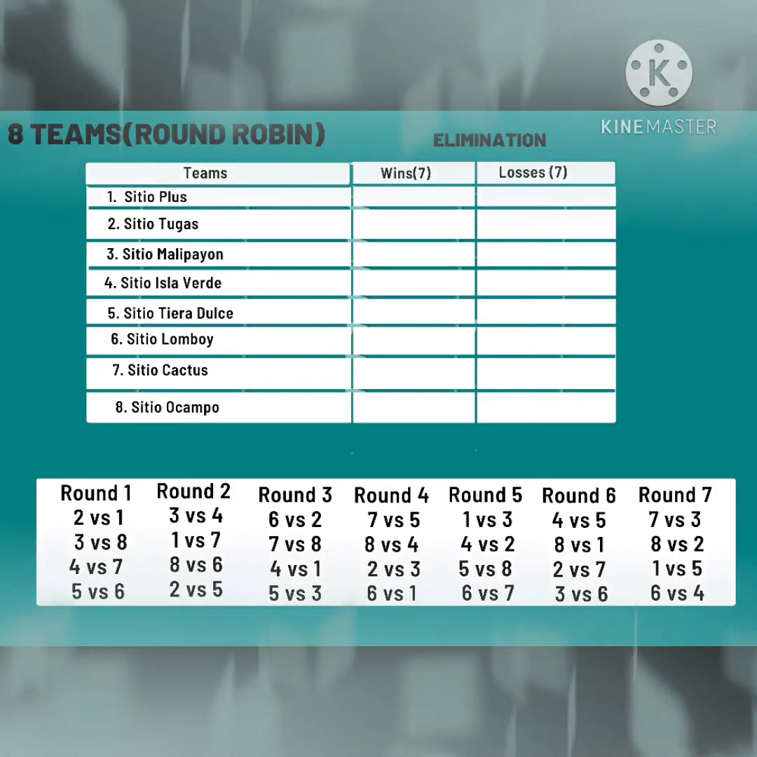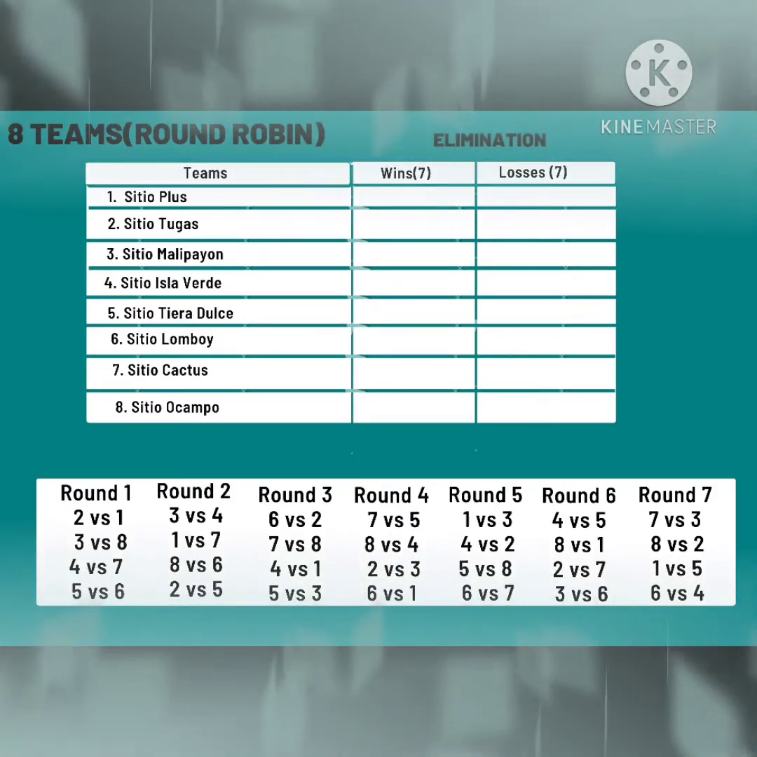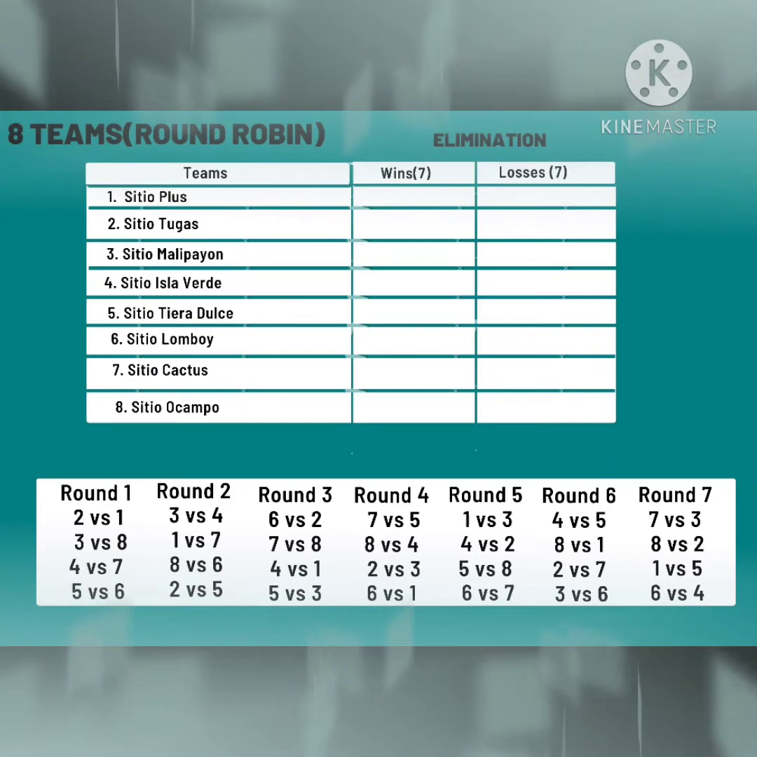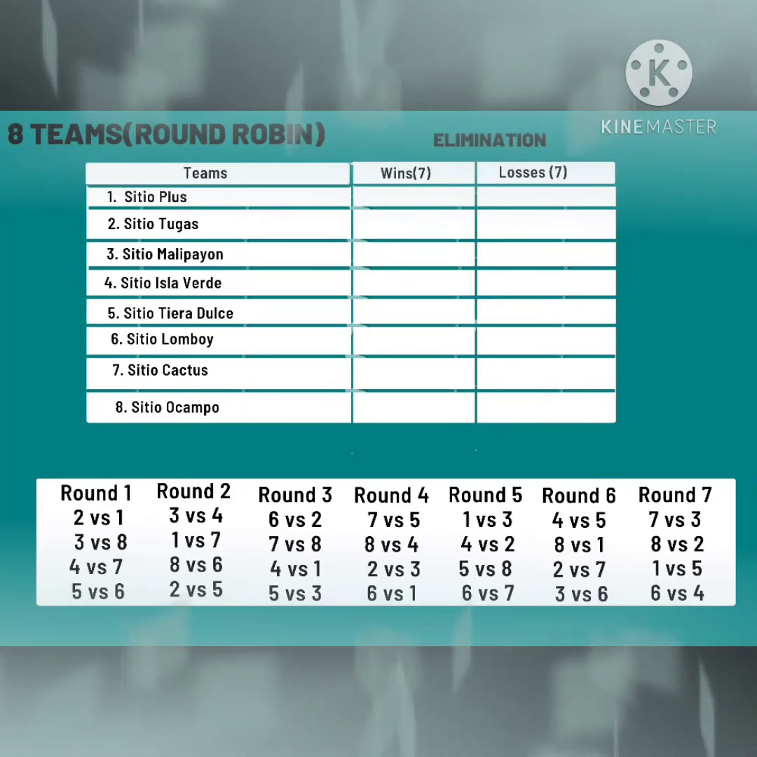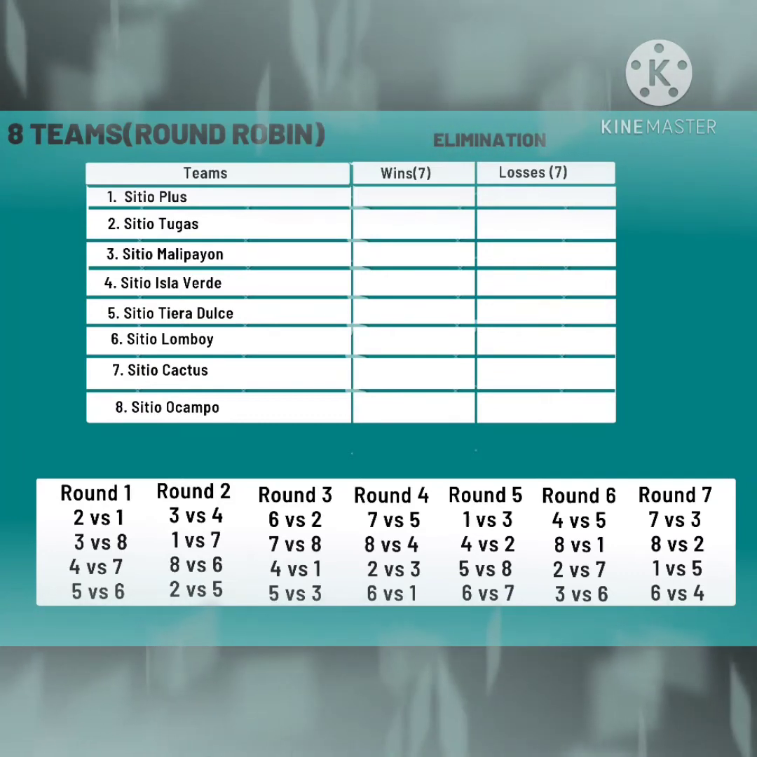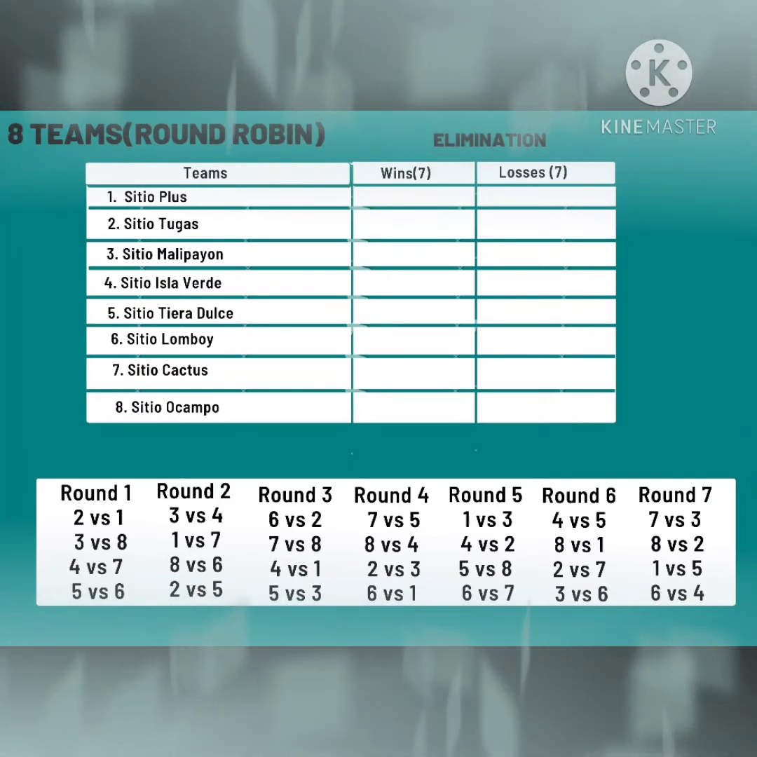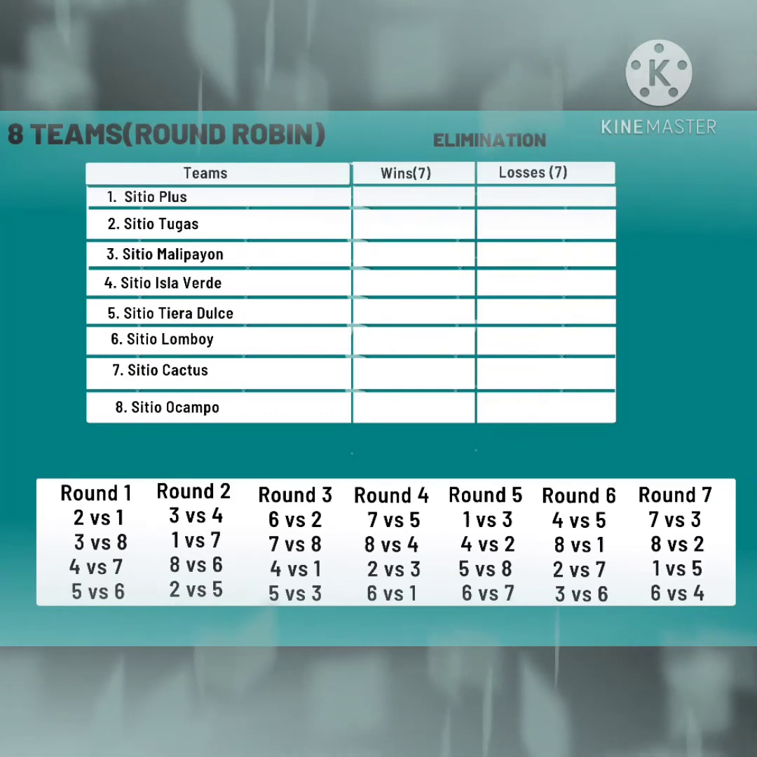Next is the type of the tournament. So it is a round robin type. So consists of 8 teams with 11 players. So the name of the teams gikuha ni siya sa mga sitio sa barangay. So 8 sila ka buok.